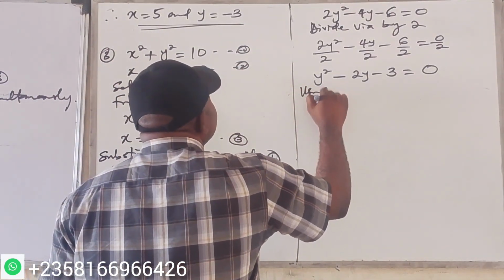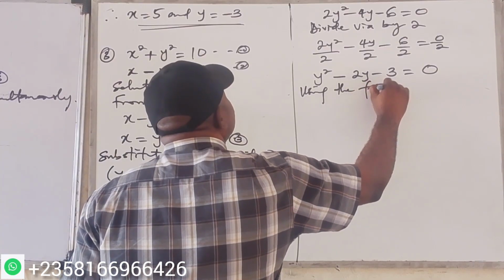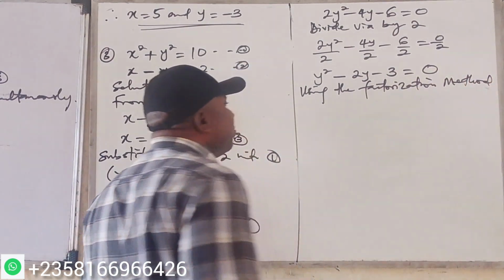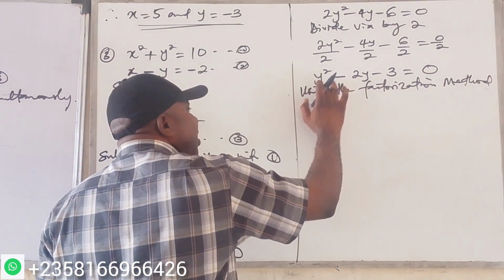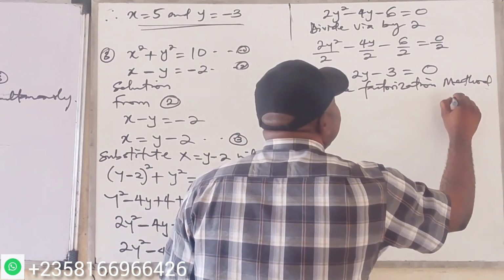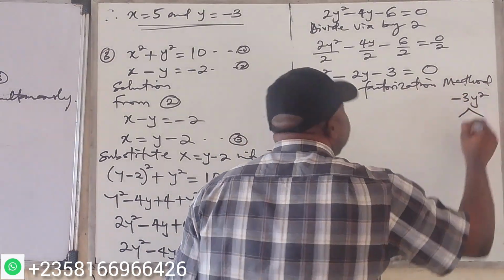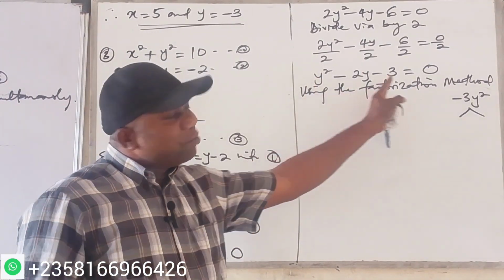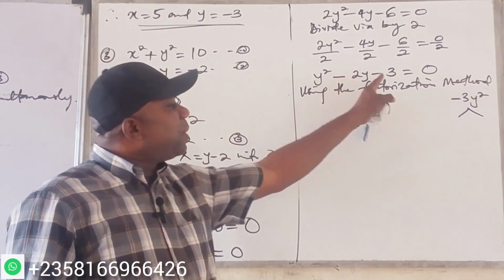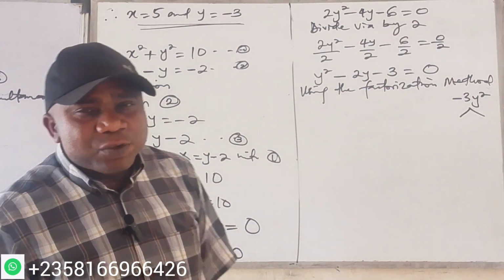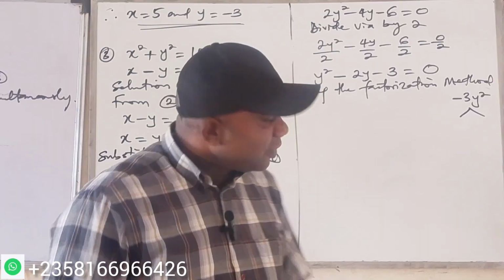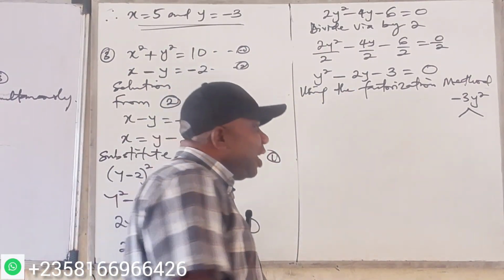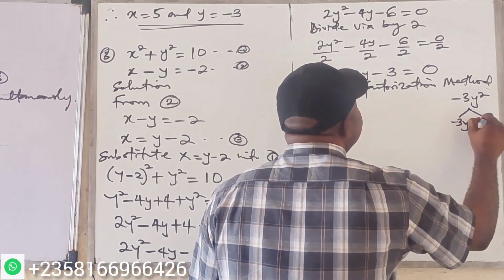So using the factorization method, the first step is to multiply the whole of a by c. So y squared times minus 3 will give us minus 3y squared. So now we are looking for two factors that, when you multiply, give minus 3y squared, and when you add, give minus 2y. Now the factors are minus 3y and 1y.